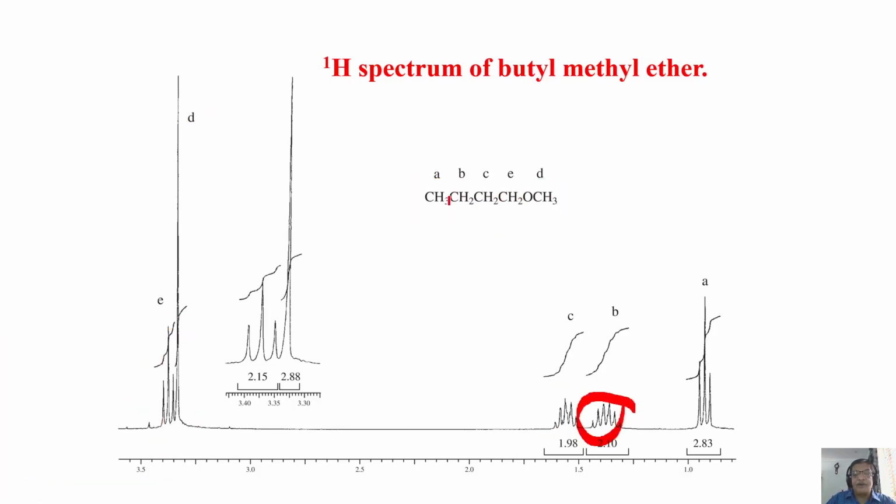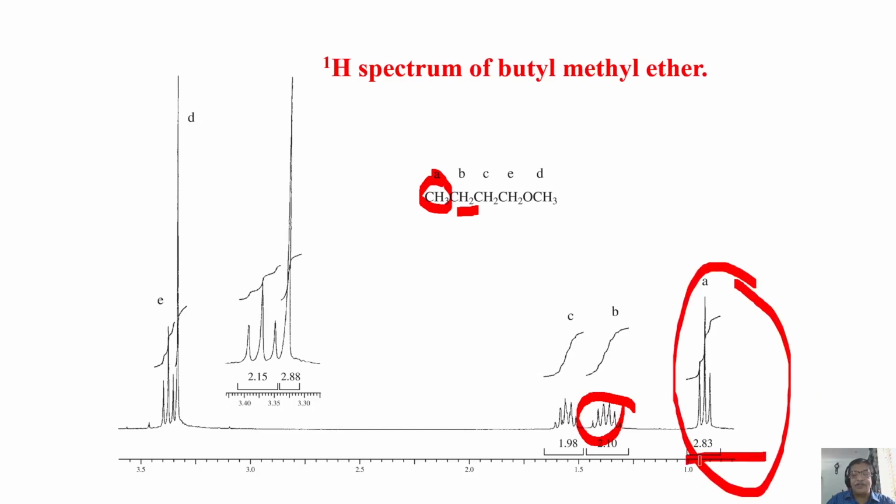Now what is left over? Only this. This has to be coupled to only a CH2 proton and it's a triplet. So this is the methyl proton of intensity 3. Very easily you can make the assignment.